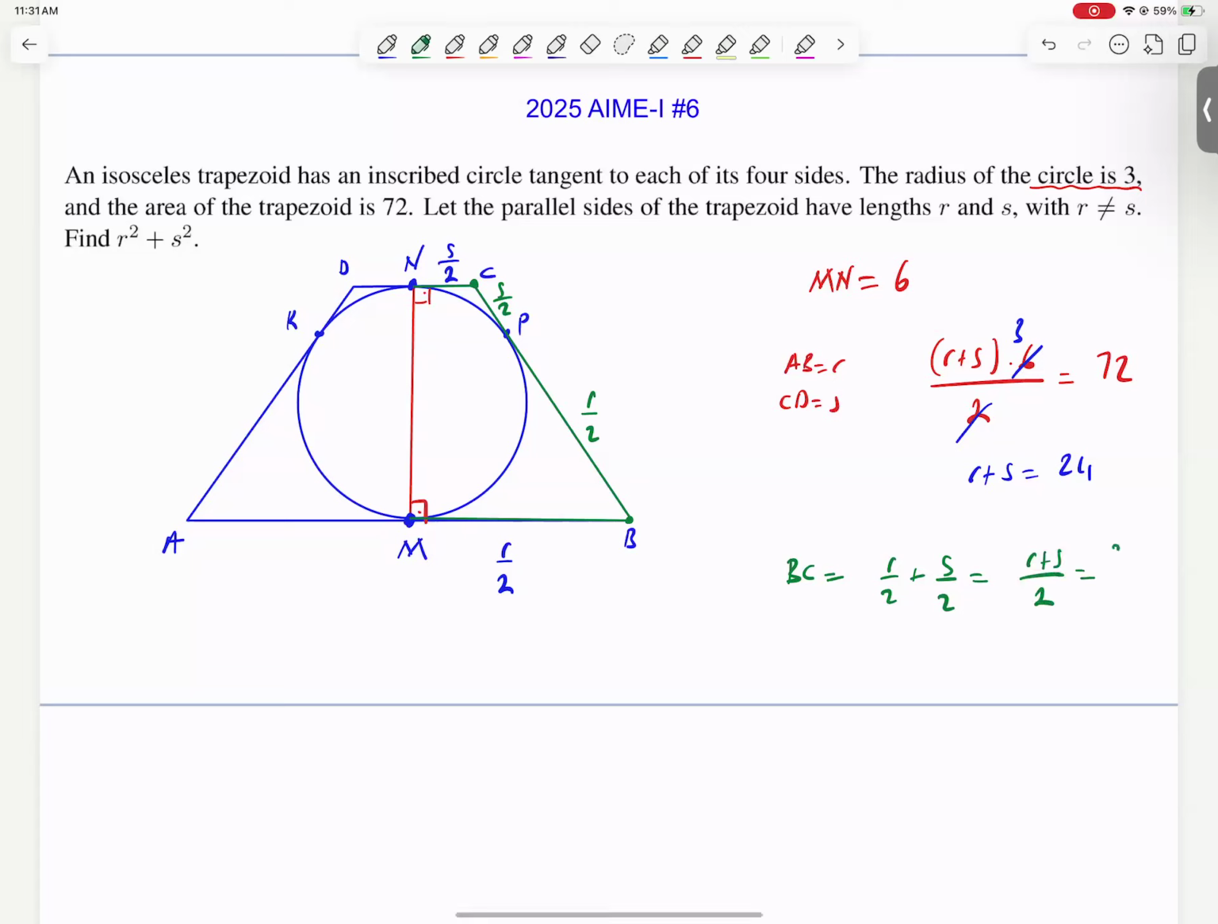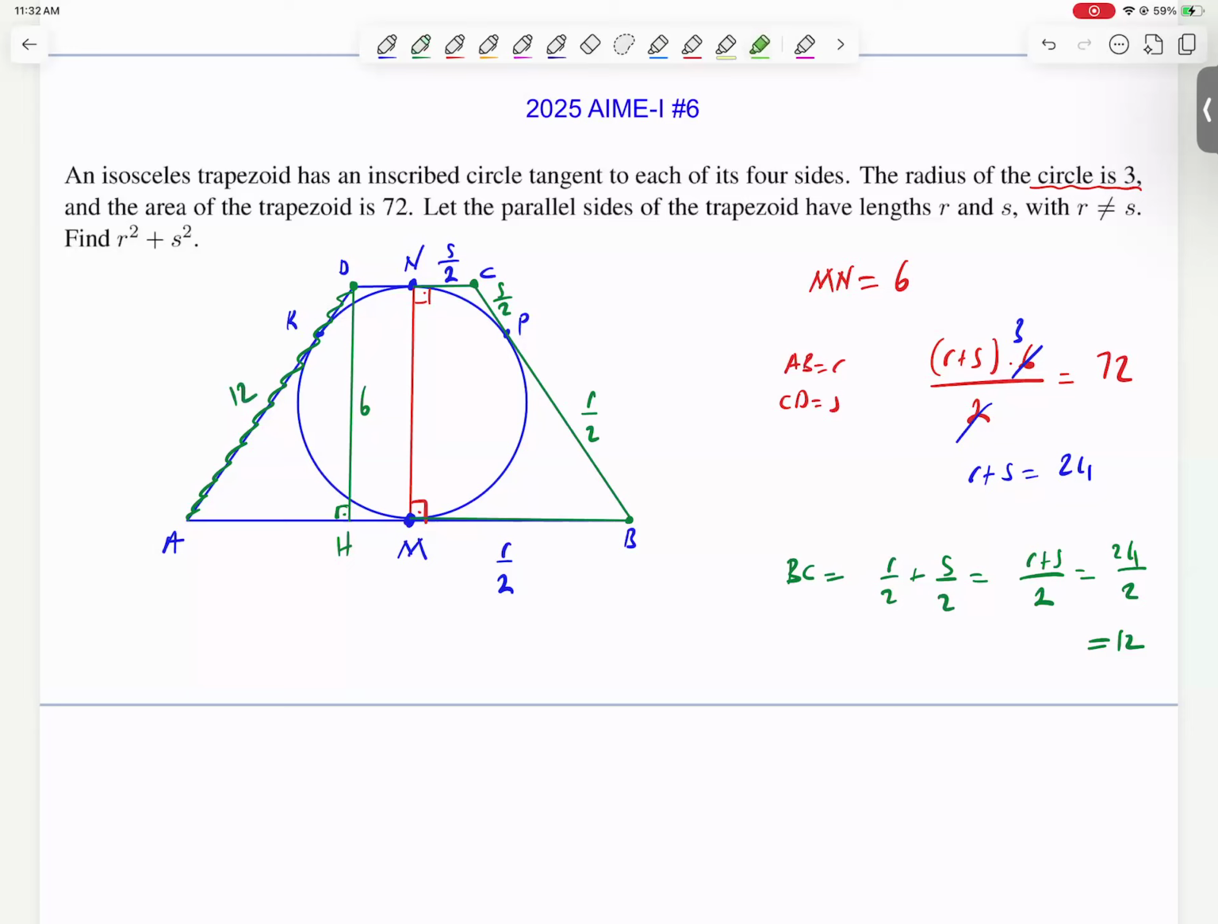We know r plus s is 24, and 24 divided by 2 is 12. We know BC is 12. Also AD is 12. The next step is to drop the altitude from D to AM. Let's say this one is H here. We have DH equal to 6. And since it's an isosceles trapezoid, AD must be equal to BC, which is 12.